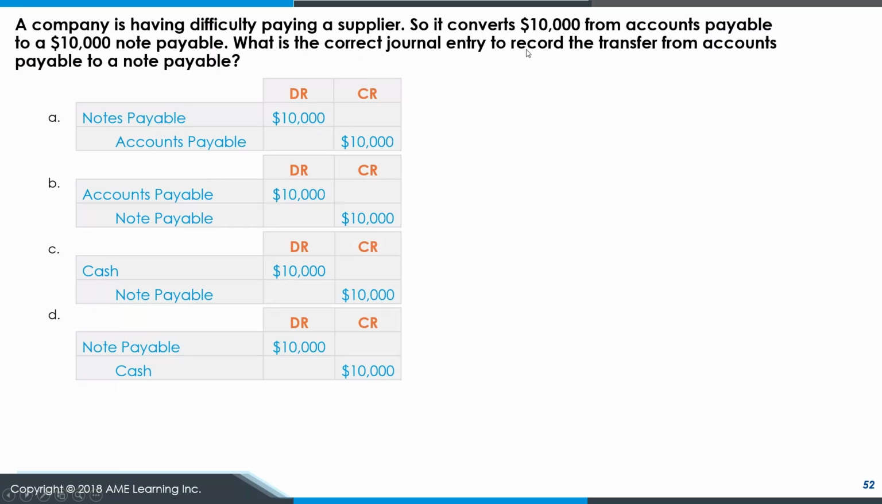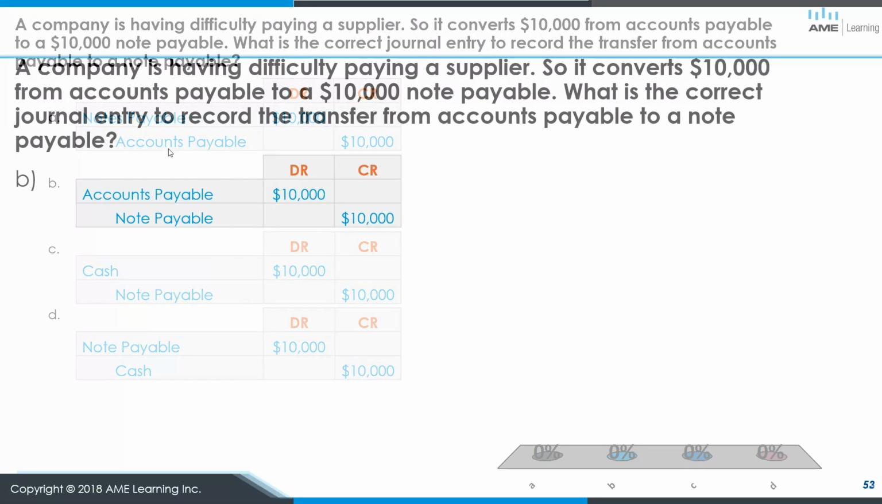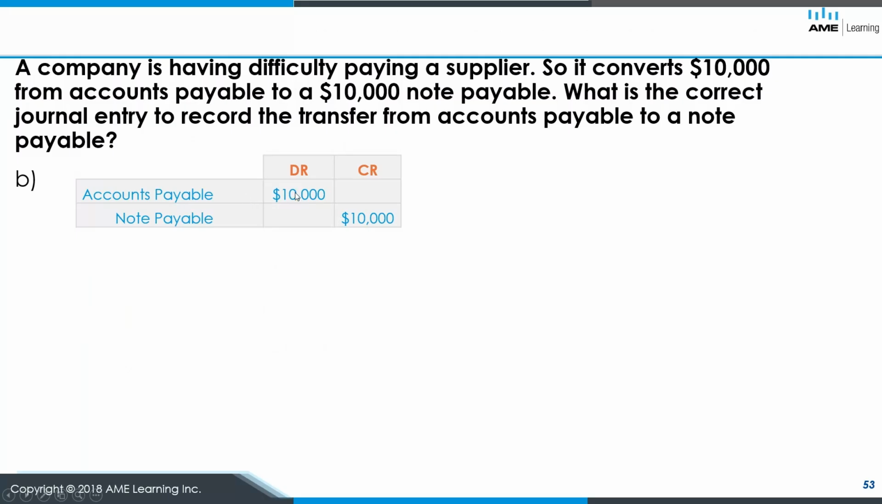What we need to do to transition from an accounts payable to a notes payable is just to decrease the accounts payable with the debit, they're both liabilities, and then increase the note payable with a credit. So it's really just transitioning from one account type, one liability type, to another.